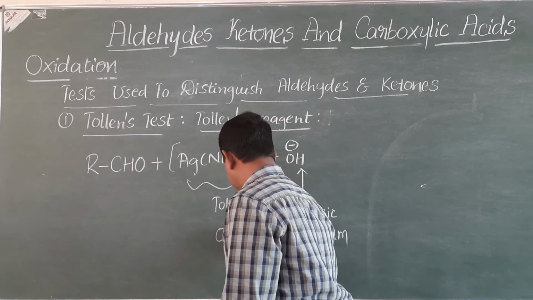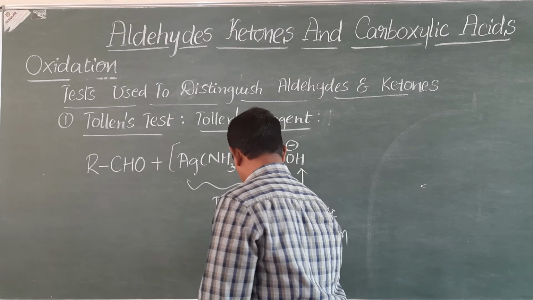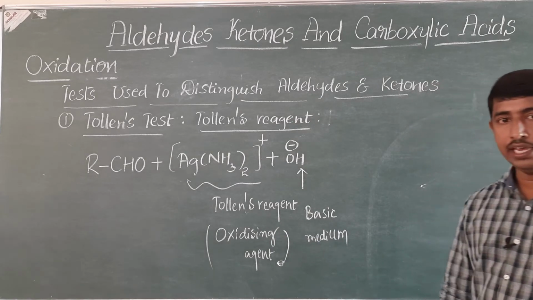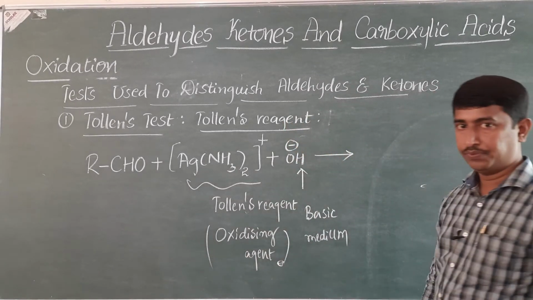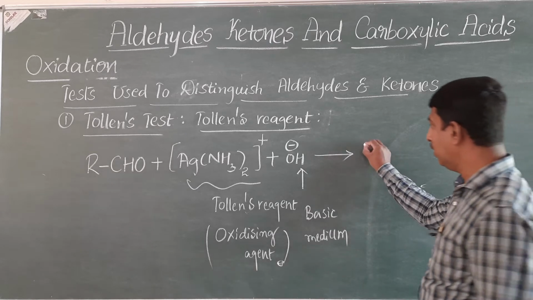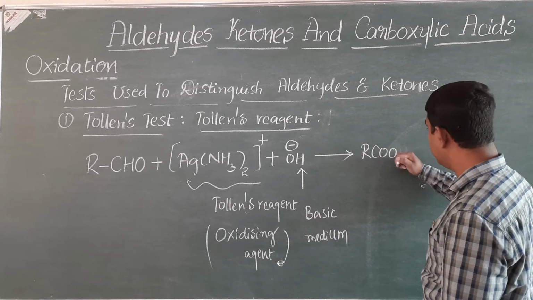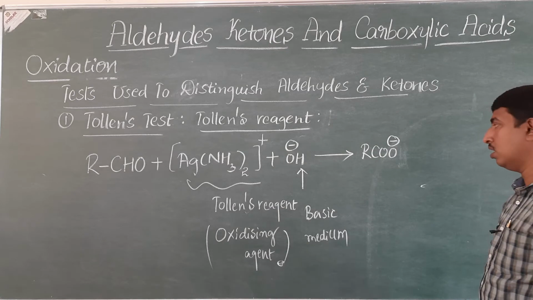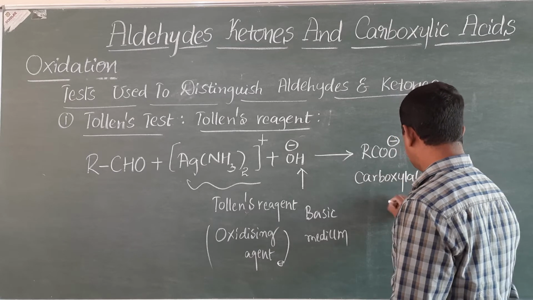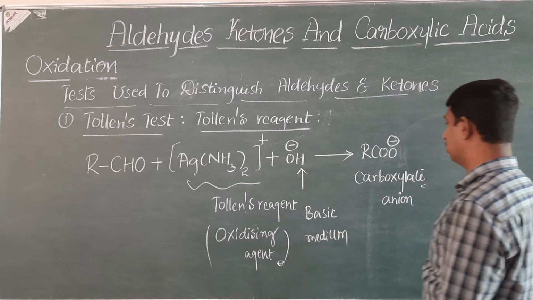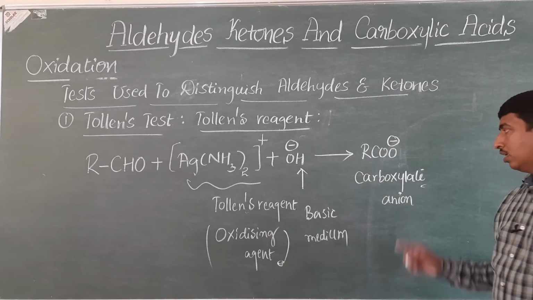So Tollens reagent, what is this? This is an oxidizing agent. It should oxidize aldehyde. So aldehyde undergoes oxidation in the presence of Tollens reagent. Aldehyde undergoes oxidation forming carboxylic acid, that is RCOOH, or you can write it in ionic form also. It is RCOO-. This is the ion of carboxylic acid. It is named as carboxylate anion. So aldehyde undergoes oxidation forming carboxylic acid or carboxylate anion.